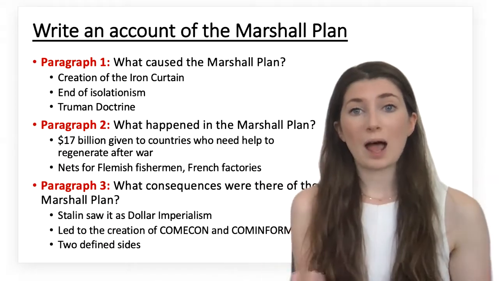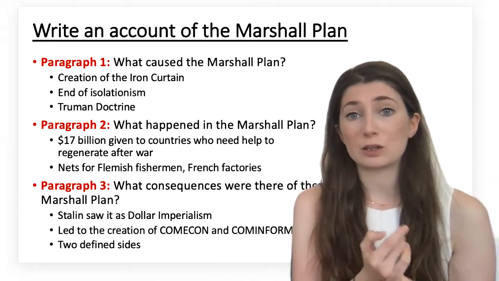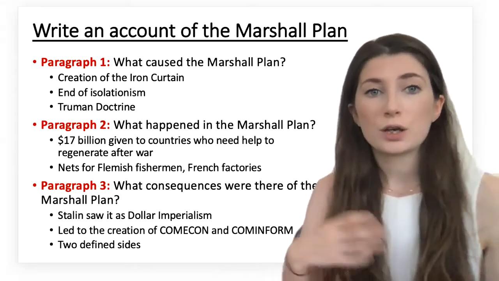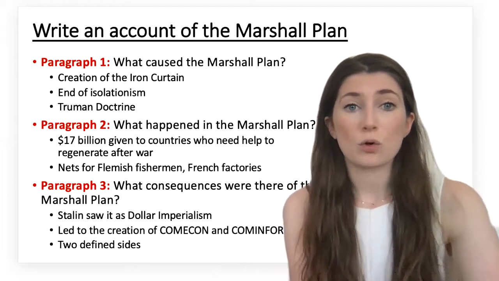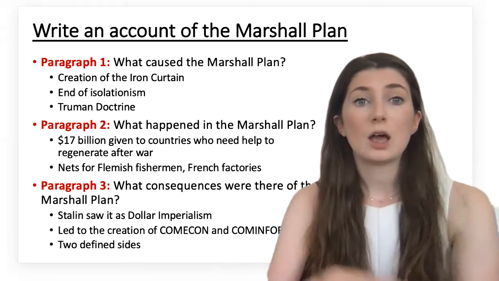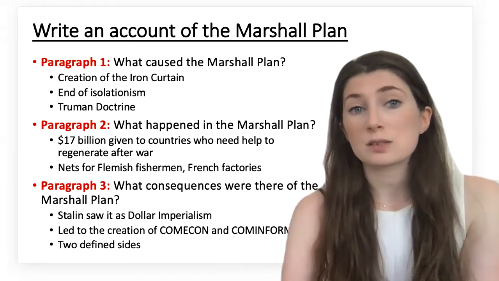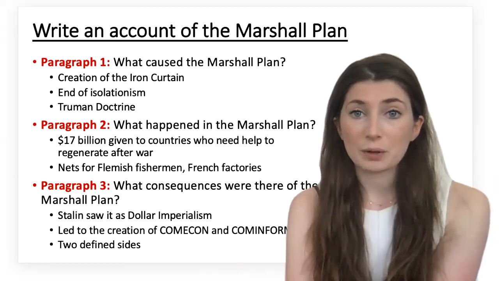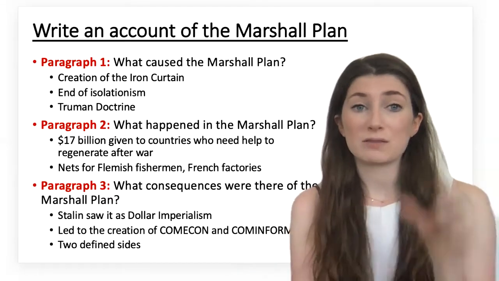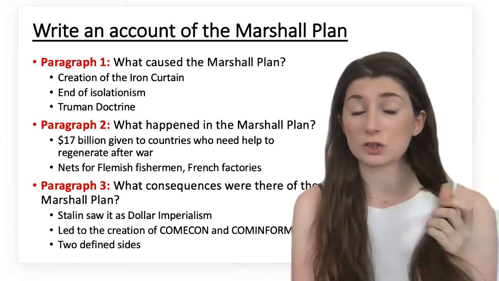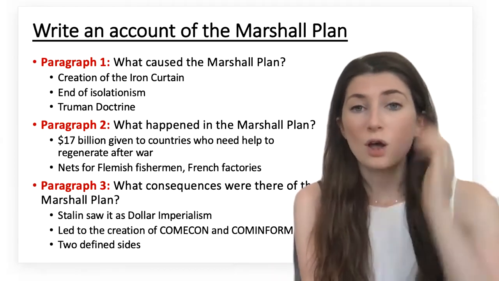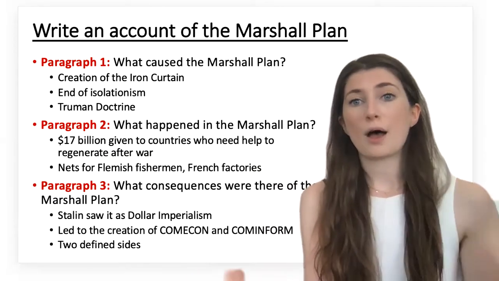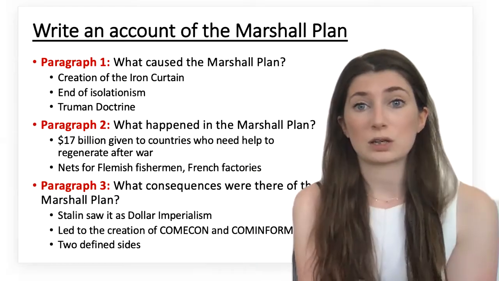Paragraph 2, what happened? Well, you need to talk about the fact $17 billion is given to countries who need help to regenerate after war. You could talk about how Marshall went to Europe and saw that countries that fell into poverty were more susceptible to communism, and that this was a plan to regenerate countries rather than allowing that to happen. And then you should give some examples. You can give some specific numbers given to each of these countries, from the textbook or your notes, or an example such as the one I've put here. There were nets for Flemish fishermen. They wanted to rebuild the French industry.